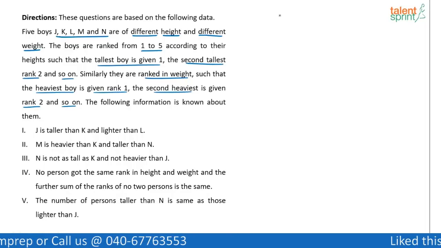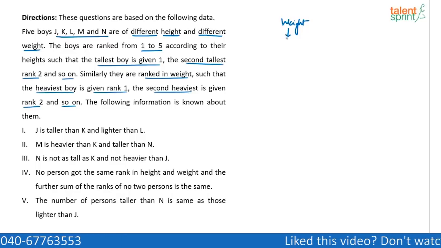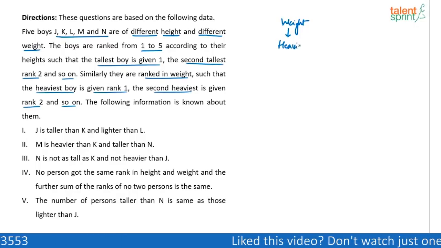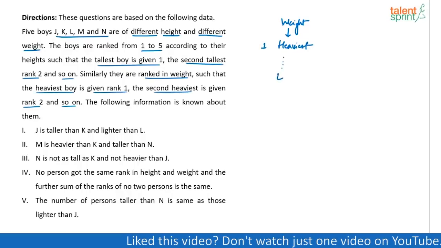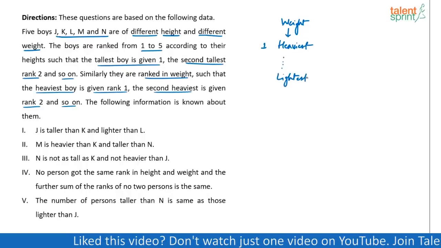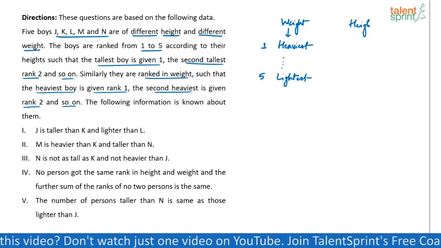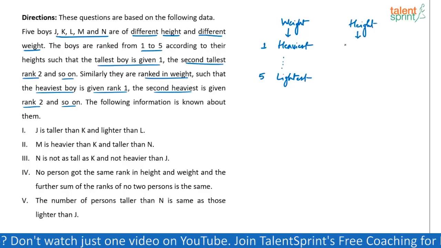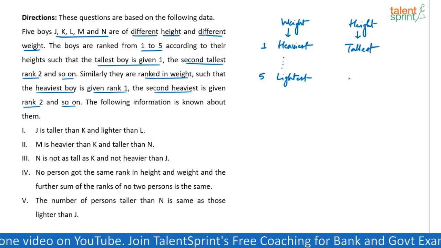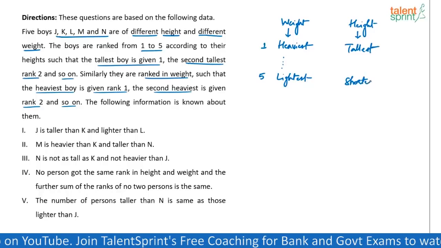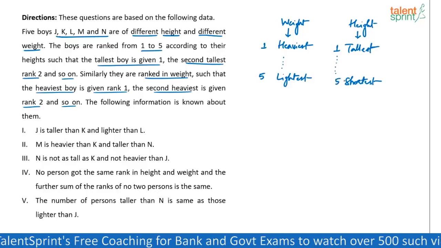When it comes to weight, we talk about heaviest and lightest. Heaviest boy will be given rank 1, second heaviest, and so on. The lightest boy will be given rank 5. Similarly, when it comes to height, how do you do it? When it comes to height, it is tallest, shortest, and so on. So the tallest guy will be given rank 1 and the shortest guy will be given rank 5. Rank 1, 2, 3, 4 and 5.